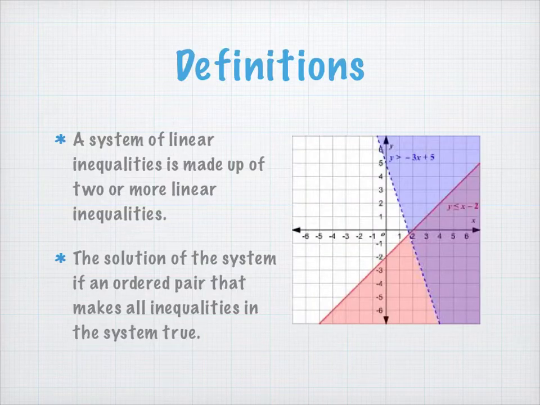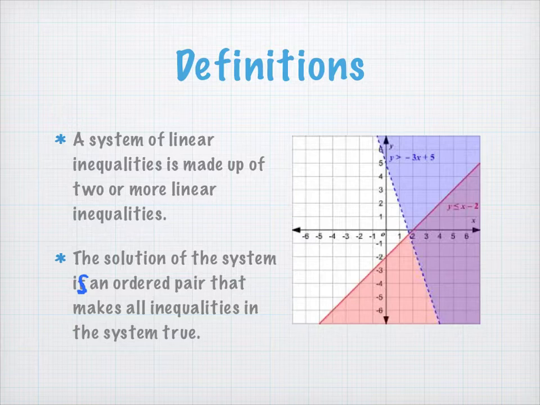Okay, definitions. A system of linear inequalities is made up of two or more linear inequalities. And you can see that right here. You've got this one, which is y is greater than negative 3x plus 5. And then you've got this one right here, which is y is less than or equal to x minus 2. The solution of the system is an ordered pair that makes all inequalities in the system true.